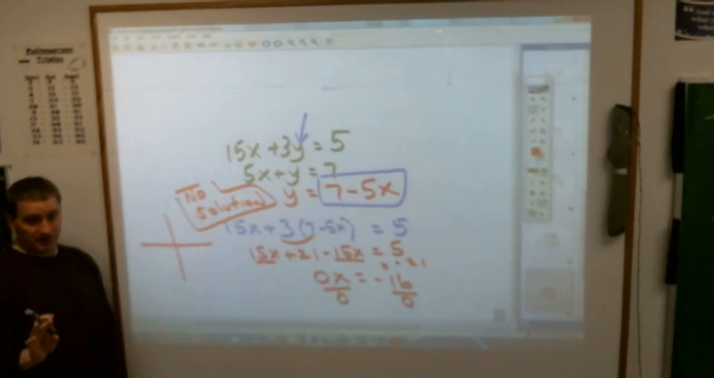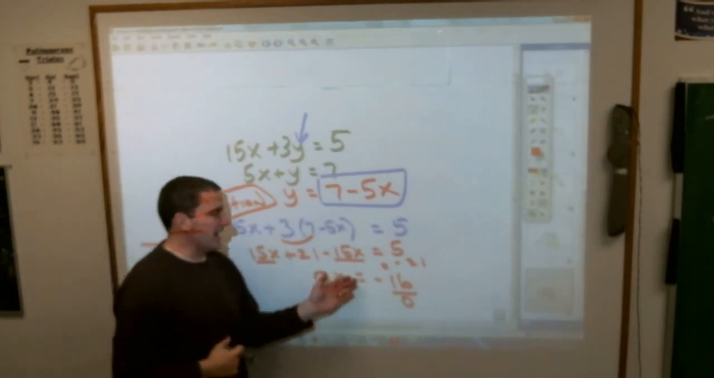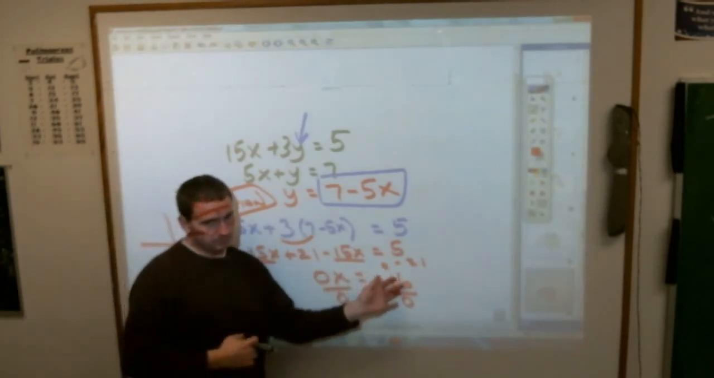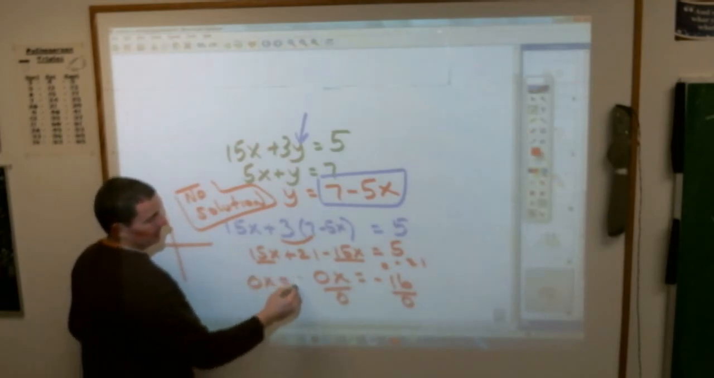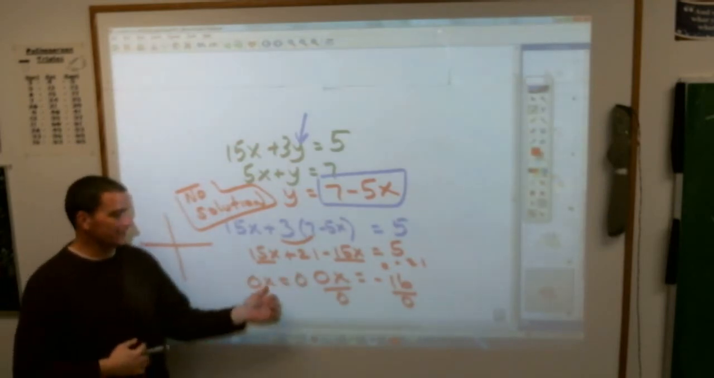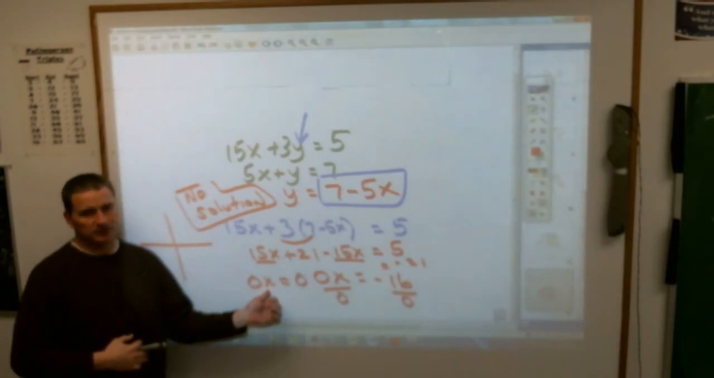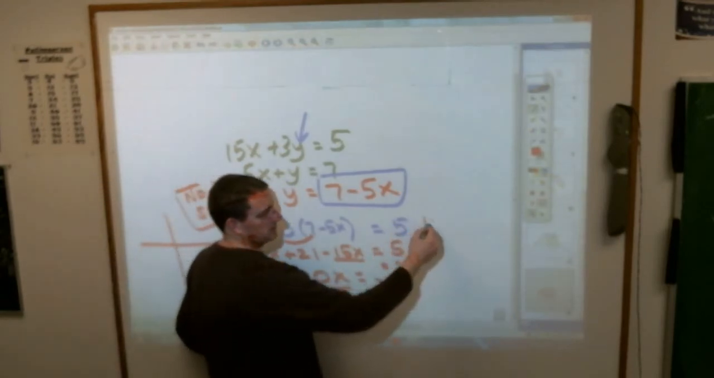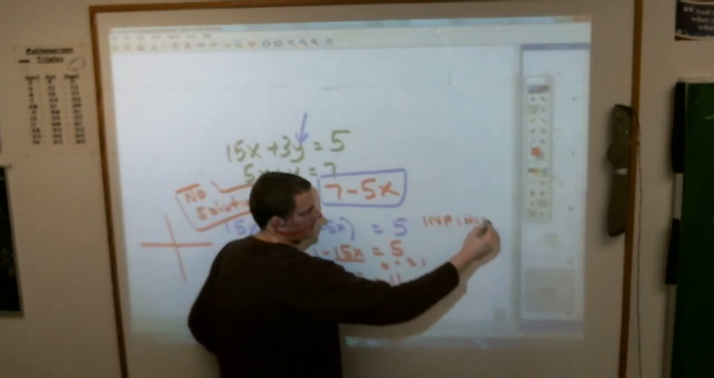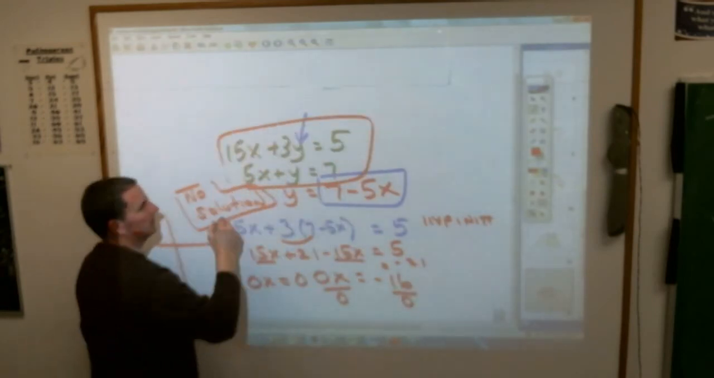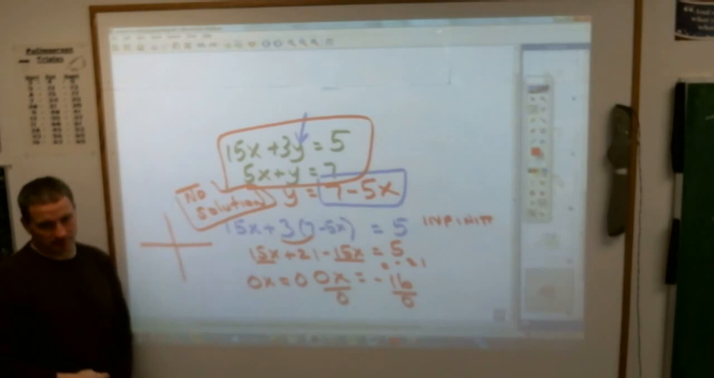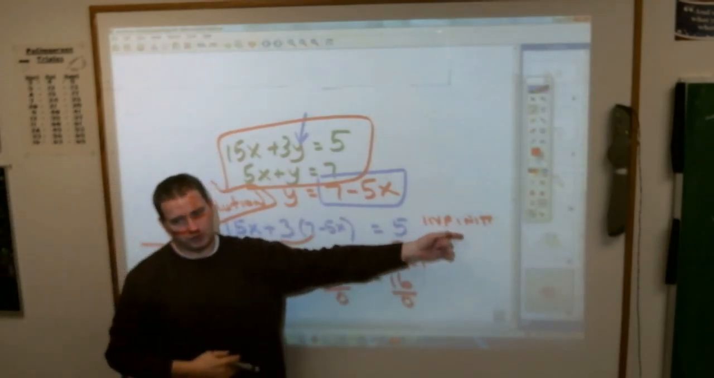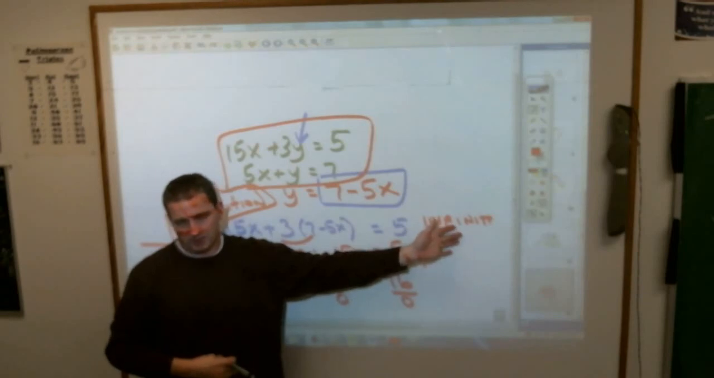Now, children, if 0x would equal 0, that can happen. If 0x equals 0, what is x? What else is x? X can be anything. If you get 0x equals 0, then it is infinite solutions. It's the same line. If you were to graph these two lines in the no solution case, you would get parallel lines. If you graph one that has infinite solutions, you get the same line. So you just have to be sitting there and be watching for that.